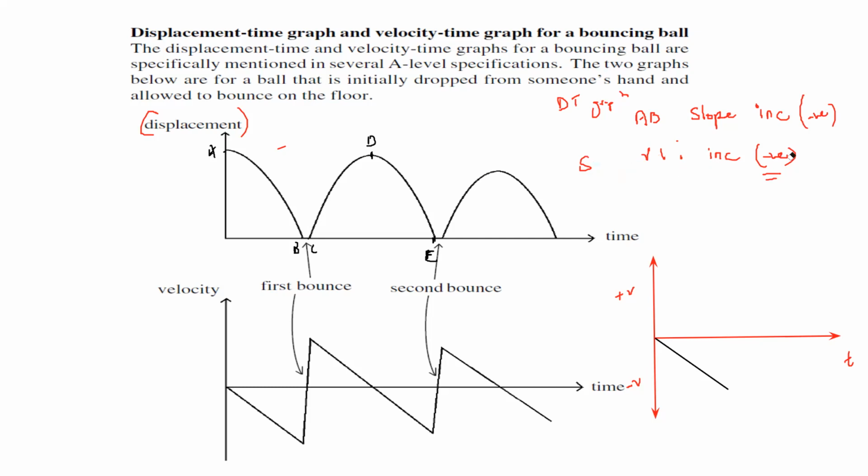Now what happened from C to D? What happened to slope? Is it increasing or decreasing? From C to D, what happened to slope?